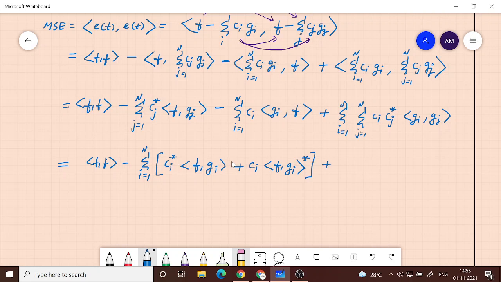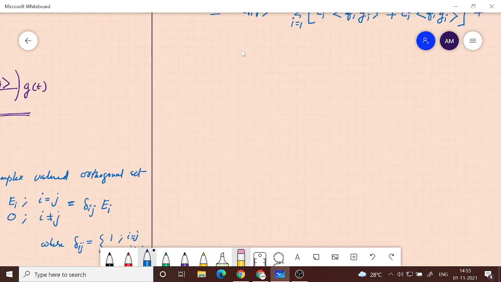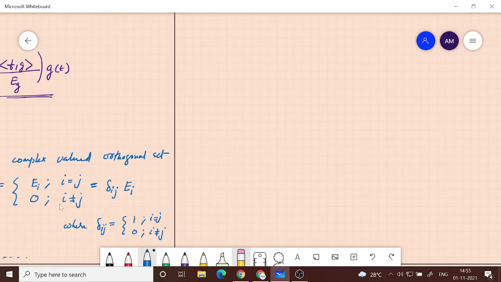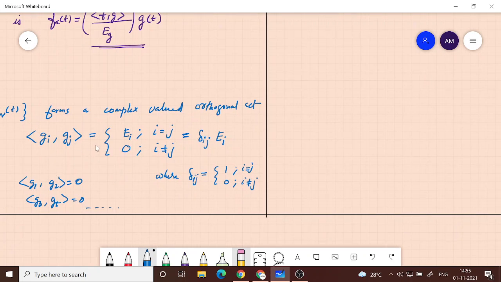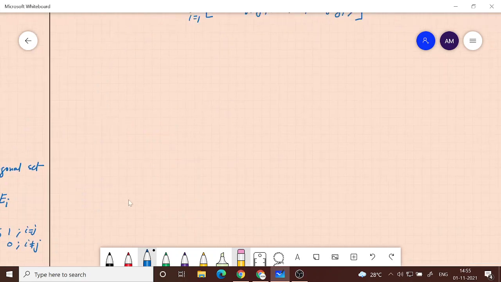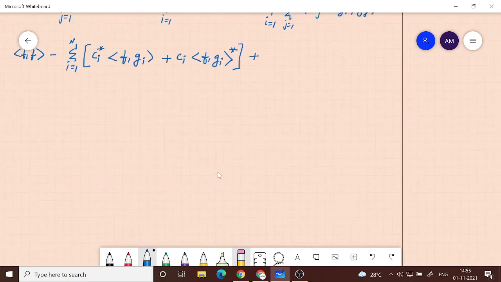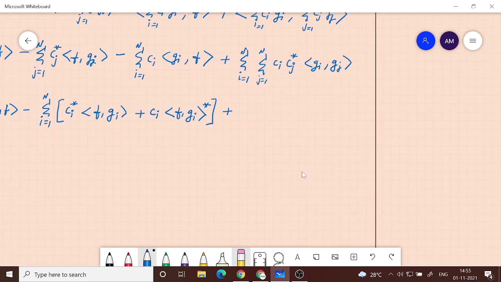Now you look at this inner product of gi with gj. I told you about the property of orthogonal set: gi, gj is equal to delta ij ei. That means when i and j are different, it's 0. That's the property of orthogonal set.